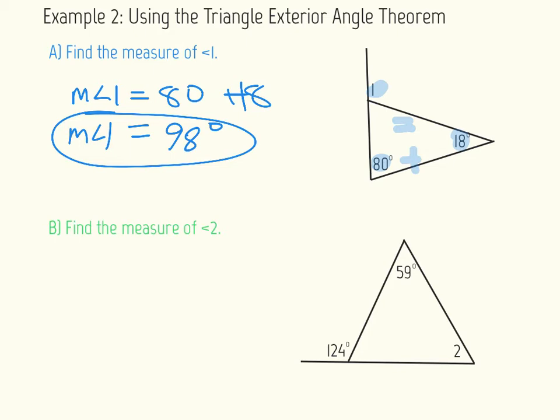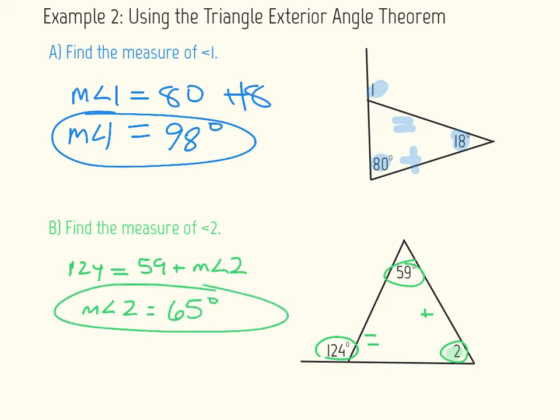The next one, we have to find the measure of angle 2. This one, we're looking for one of the remote interior angles, but we're going to use the same formula. So the exterior angle is going to equal the sum of the interior angles. So that's going to give me 124 equals 59 plus the measure of angle 2. So I'm going to subtract the 59 over, giving me the measure of angle 2 equals 65 degrees. Final answer.